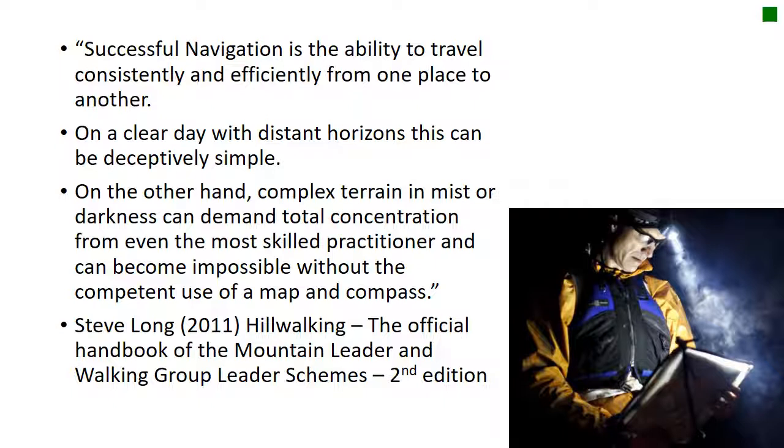I'm not going to read the full definition here that I've taken from Steve Long's Hill Walking Handbook, but some of the key points I want you to pick up here: that successful navigation is consistent and efficient in terms that you will consistently get to the right place you're planning to get to and without wasting lots of time and effort. Also, it makes reference to the point that navigation in good, clear conditions can be quite simple and straightforward. However, once you remove those clear conditions, you go into darkness or limit visibility through fog or whatever, it becomes very, very difficult, even for the most skilled person, and you just can't do it at all without competent use of a map and a compass.